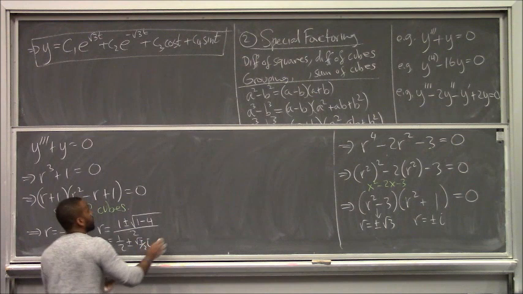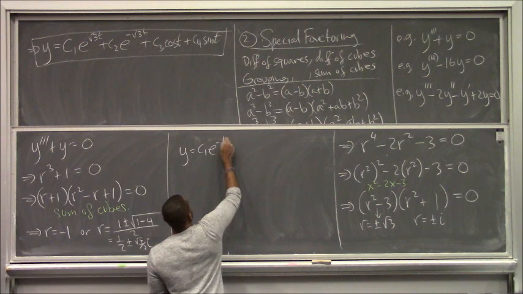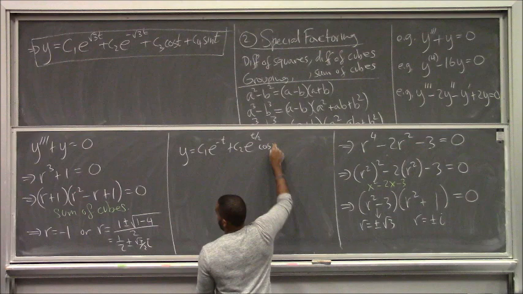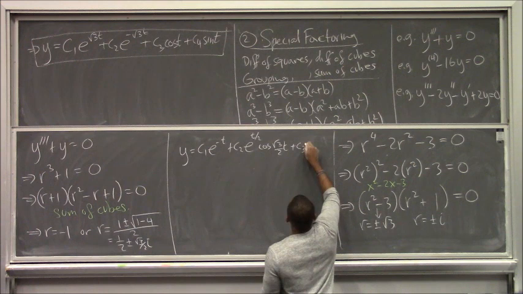So your y in this case is going to be c1 e to the minus t plus c2 e to the t over 2 cosine of radical 3 over 2 t, plus c3 e to the t over 2 sine of radical 3 over 2 t.